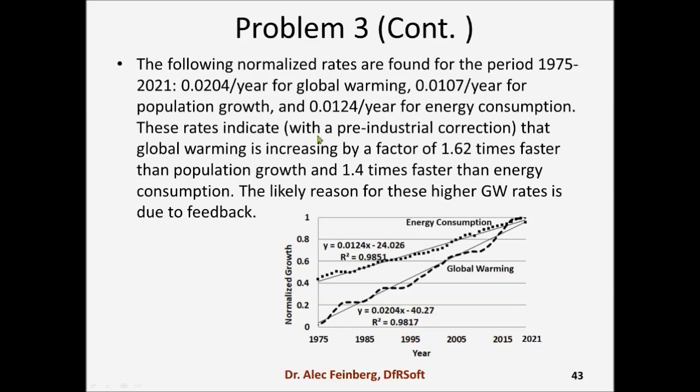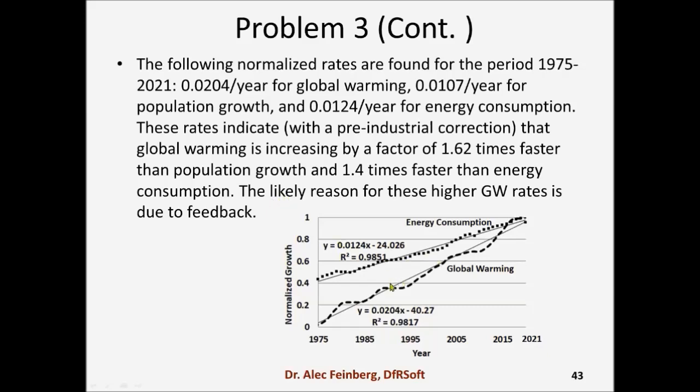Now we have to make a pre-industrial correction, because feedback is generally relative to the pre-industrial period. So we have to increase that by adding in about a 0.17 temperature rise. And that gives us a different increase rate slope, and that would be 1.62 times faster for population growth and 1.4 faster for energy consumption.